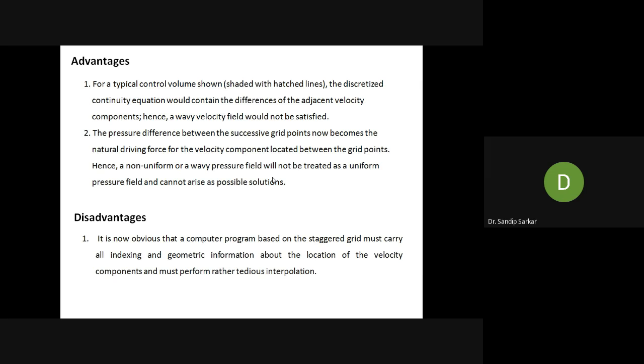Any questions up to this? Yes, sir. Sir, how do you write the discretized equation for the staggered grid approach? Can you try by yourself?